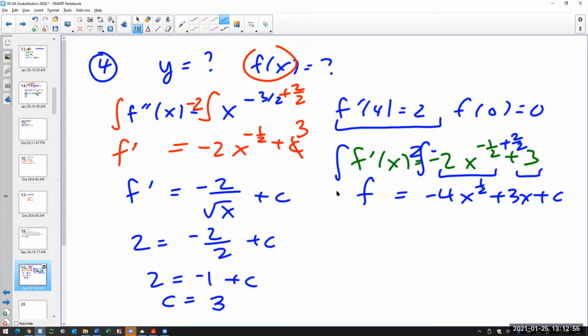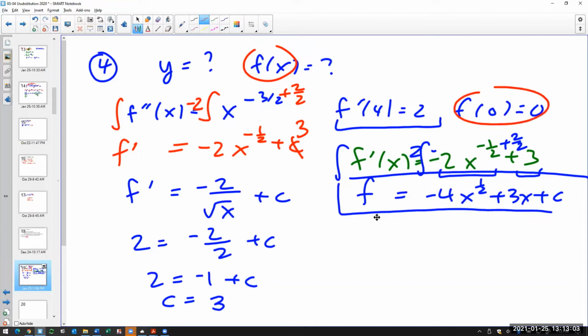Now I have to find Charlie. Guys, this is f, but you have to put in what Charlie is. So you have to go back and find another initial condition. And this says every time x is 0, f is going to be 0. So what do I get for c here? 0. So my answer is f of x is equal to negative 4 square root of x plus 3x.